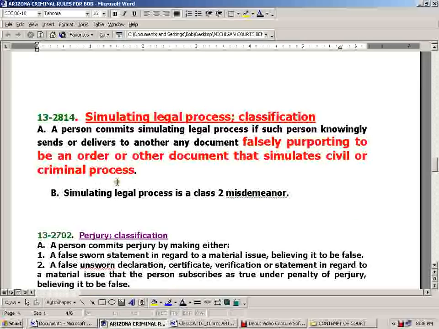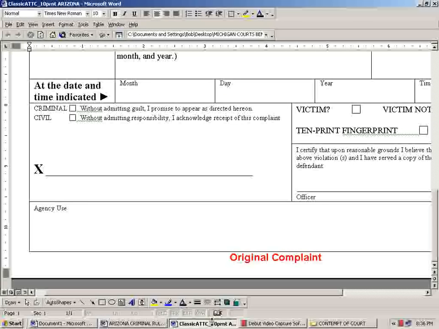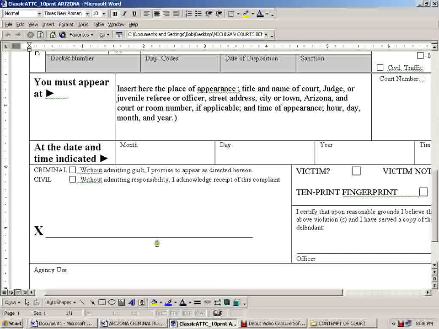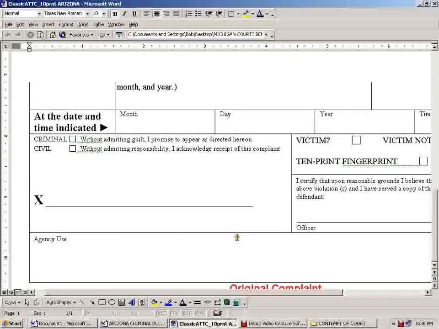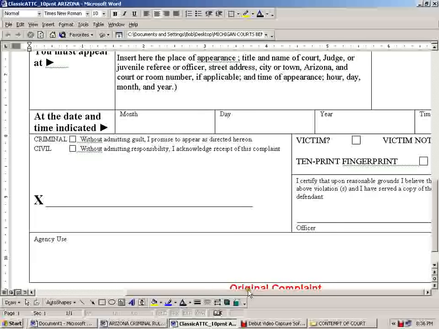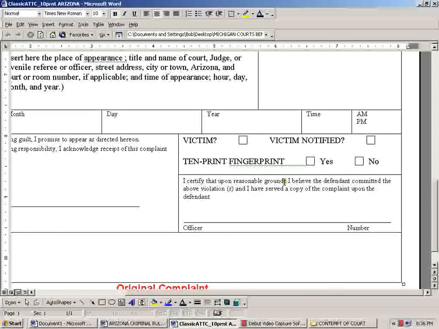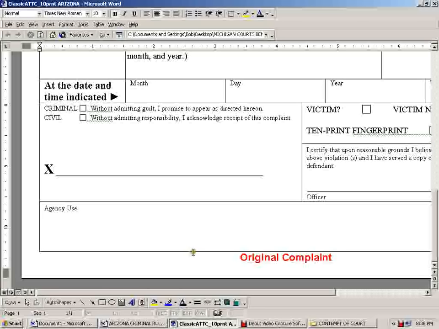But what's going on here? Well, they're simulating a legal process by falsely purporting to be an order or other document that simulates a civil or criminal process. All right, so this says it's a complaint, but if it's just a promise to appear and it says it's a complaint, then it's a simulated legal process, because this blurb here doesn't cut mustard to be what was necessary for a complaint certification. So it isn't a complaint unless the officer goes before the magistrate and swears it as a complaint. And he didn't do that, so really all it is is a promise to appear, hiding under a document that's supposed to be a complaint.